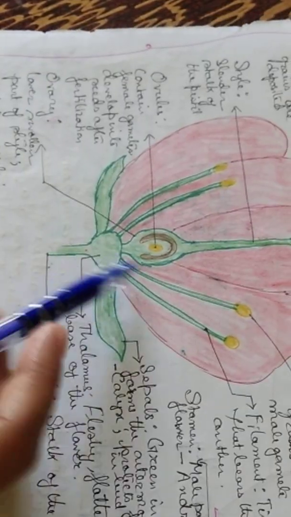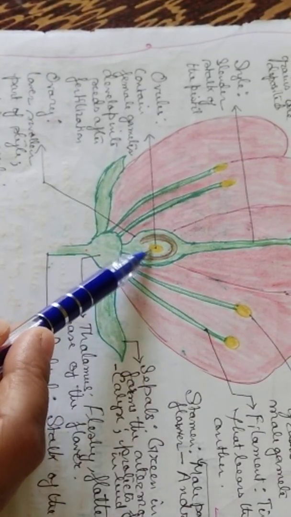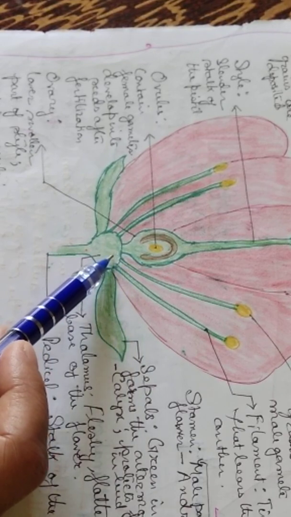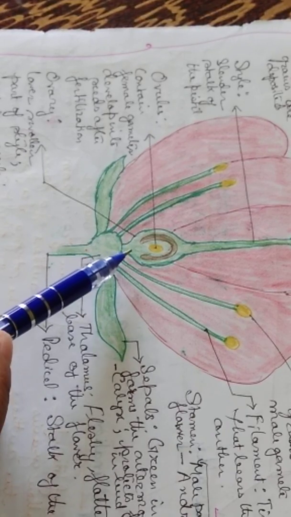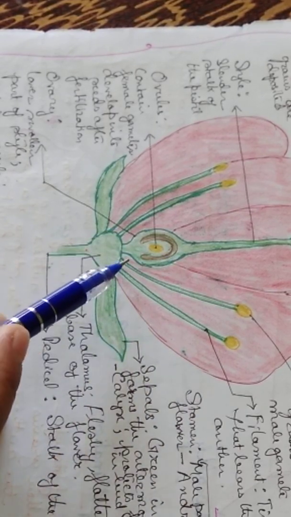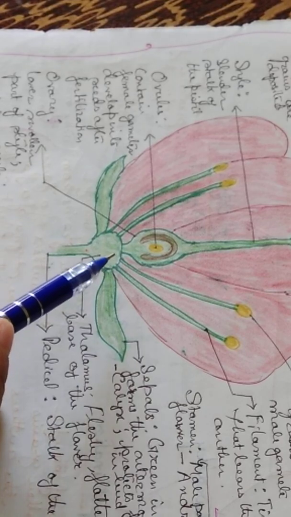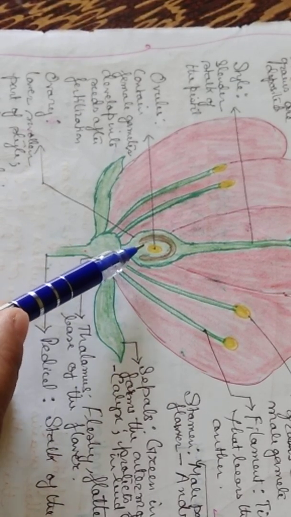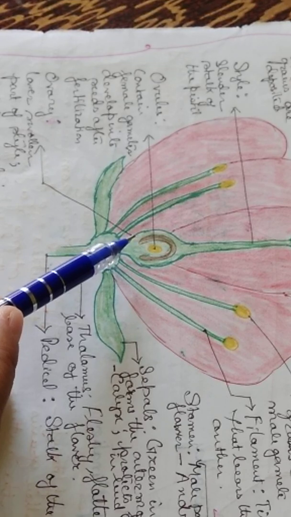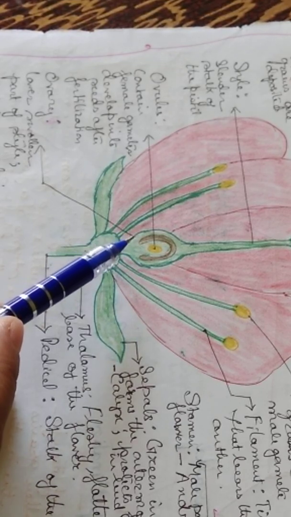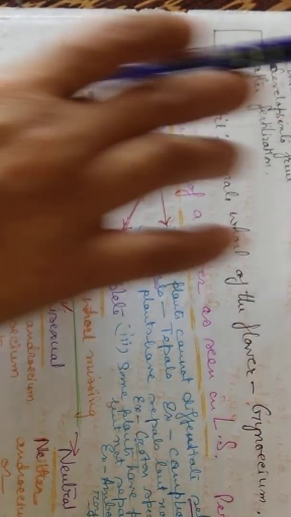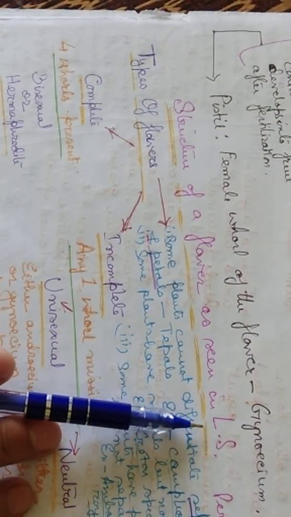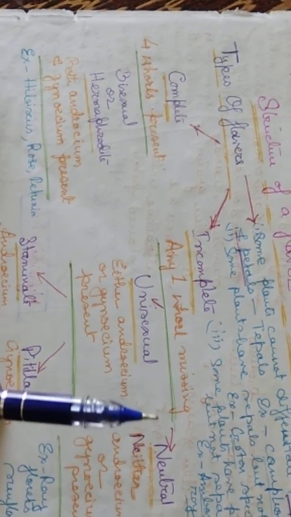Then comes the ovary, which contains the ovules. The ovary is the swollen part of the pistil, and it develops into a fruit after fertilization. The ovules inside the ovary contain the female gamete, which develops into a seed after fertilization. This is the structure of the flower in LS, that is, longitudinal section.